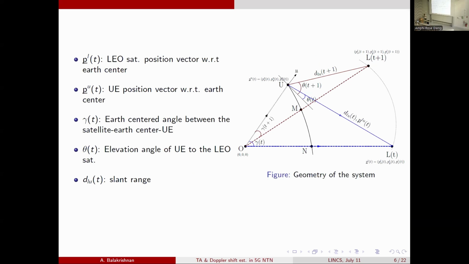So the figure shows the geometry of the system. The two key angles of interest are the Earth-centered angle, which is the angle formed by the UE, Earth center, and the satellite. The second angle of interest is the elevation angle, which is formed by the UE and the tangent at which the UE is seeing the satellite.